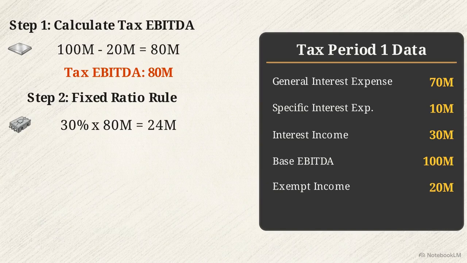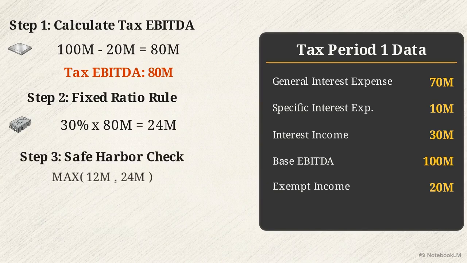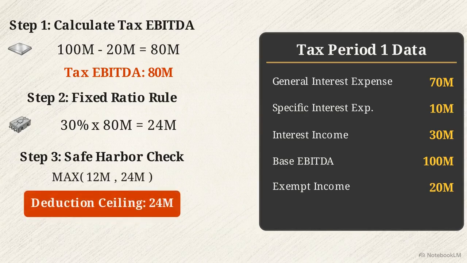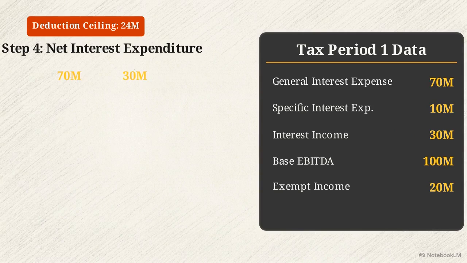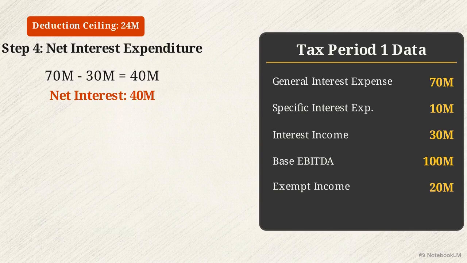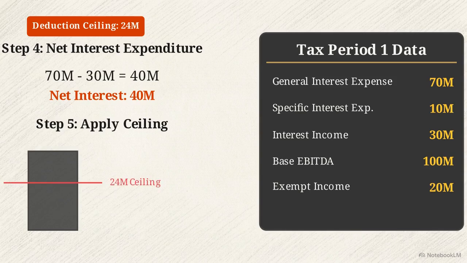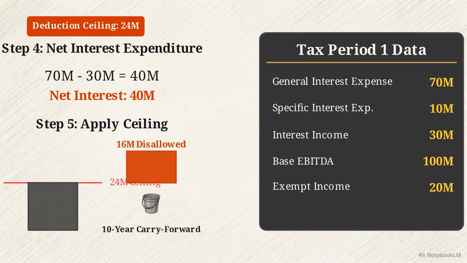30% of our 80 million tax EBITDA gives a ceiling of 24 million. Step 3. The safe harbor check. Because 24 million exceeds the 12 million threshold, 24 million becomes the maximum allowable general deduction. Step 4. Calculate the net interest expenditure. Offsetting the 70 million in general expenses against 30 million in interest income yields a net expenditure of 40 million. Step 5. Apply the cap by comparing our 40 million net expenditure against our 24 million ceiling. The difference leaves 16 million of general interest disallowed under Article 30. This 16 million is routed to the 10-year carry-forward bucket, preserving it for future tax periods.